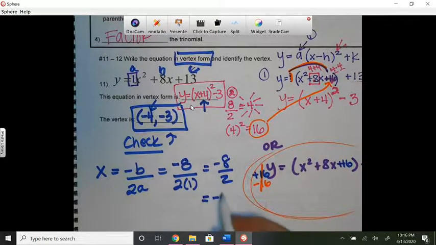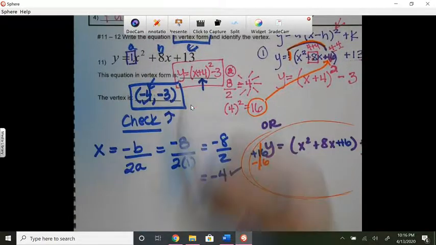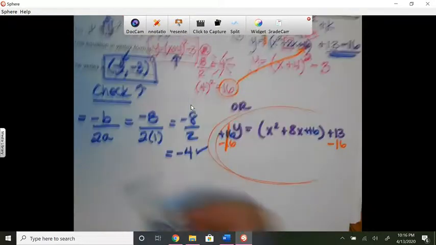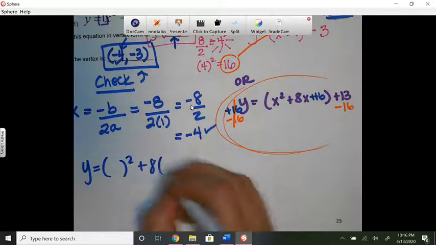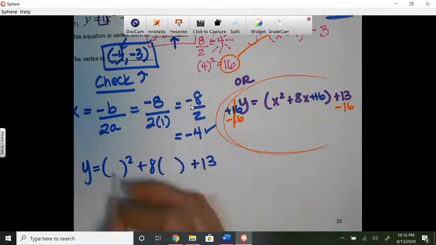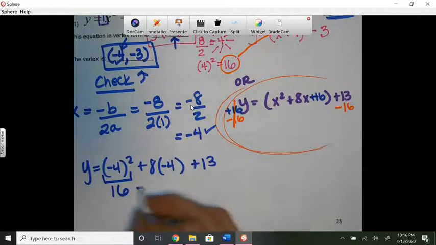And we would get negative 4. So then I would say, okay, that's right. If I wanted to check that the negative 3 is right and that I did this math right, then I'm going to take the x out and put the negative 4 in for the x. And let's see if our answer is correct.